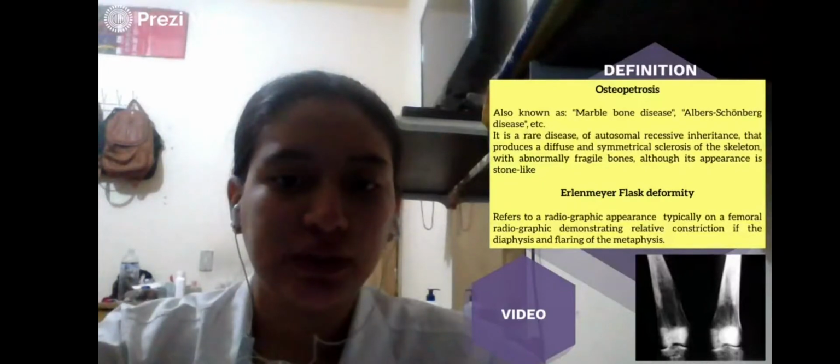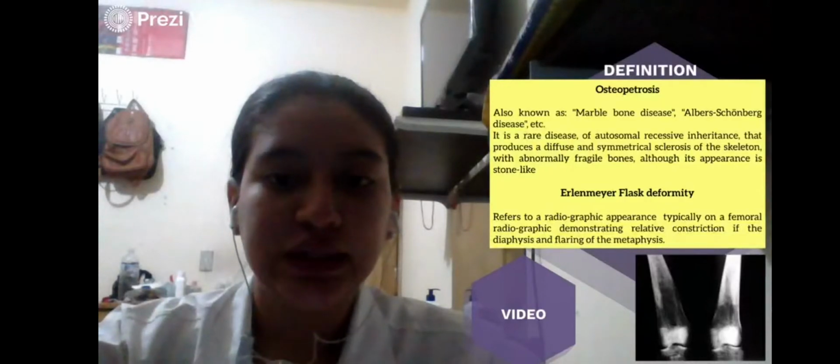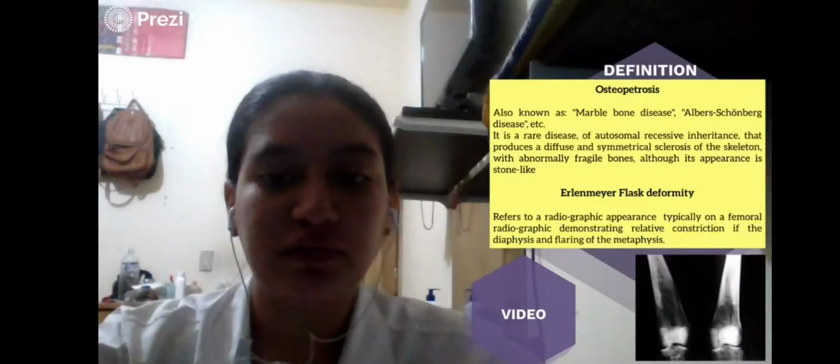Erlenmeyer Flask deformity refers to a radiographic appearance, typically on femoral radiography, demonstrating relative constriction in the diaphysis and flaring of the metaphysis.